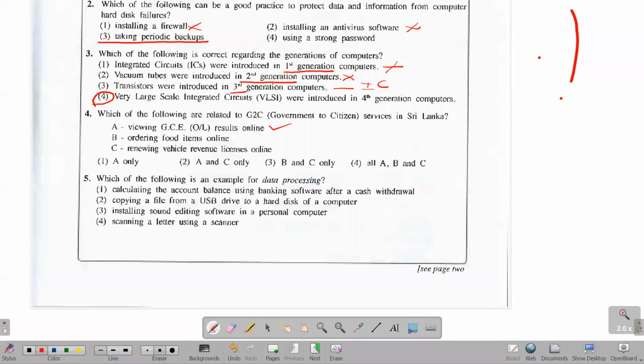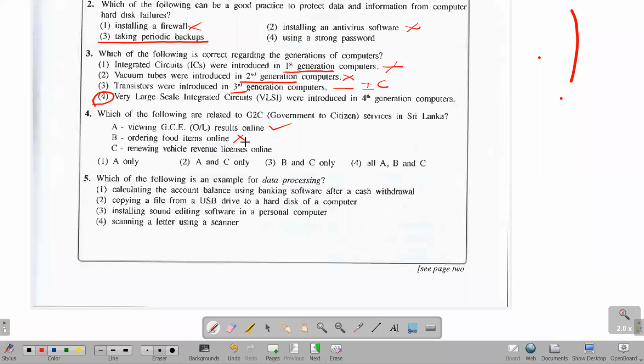Ordering food items online. Now, ordering food items online is not provided by the government. It's some particular company, and when the customer orders, it will be delivered to that particular point. So it's not going to be a G2C service. It can be categorized as B2C or B2B, business to consumer or business to business.